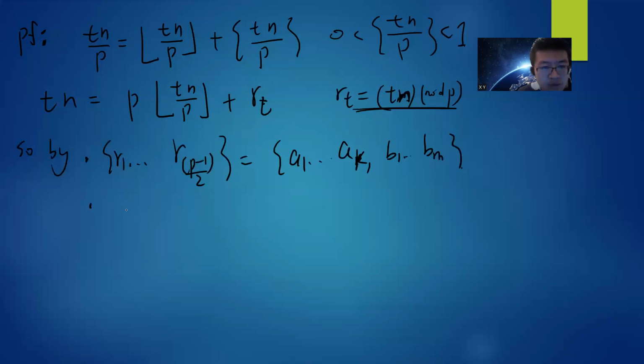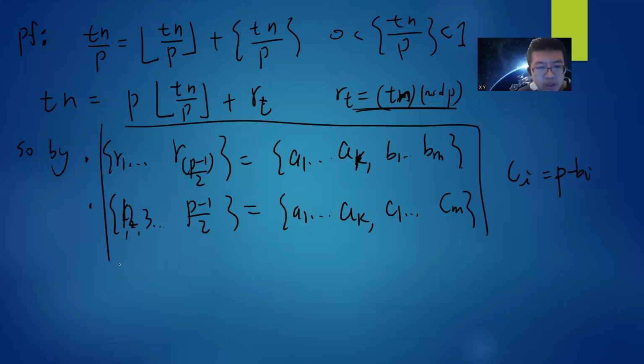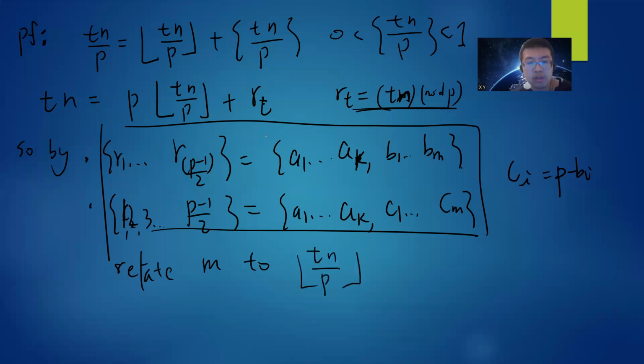And we also have C, we also have 1, 2, 3 up to (P minus 1) divided by 2. This set is basically A1 through AK, C1 up to CM, and the CI is just P minus BI. So we need to use this and then relate M to this. Okay, so this is our proof strategy.